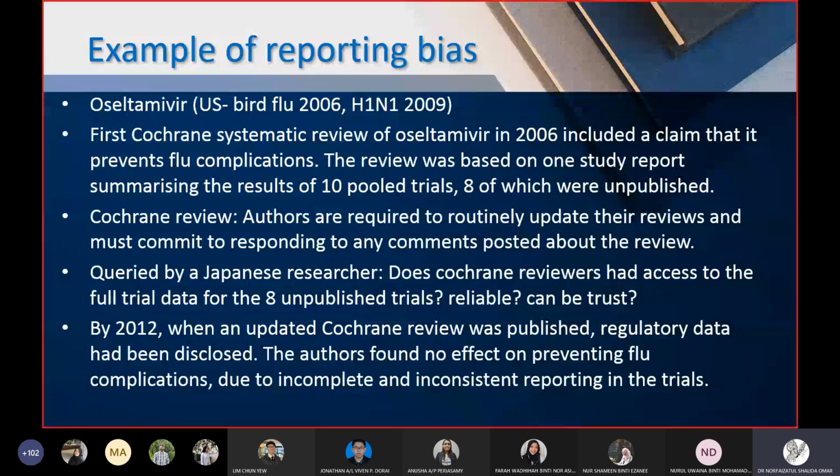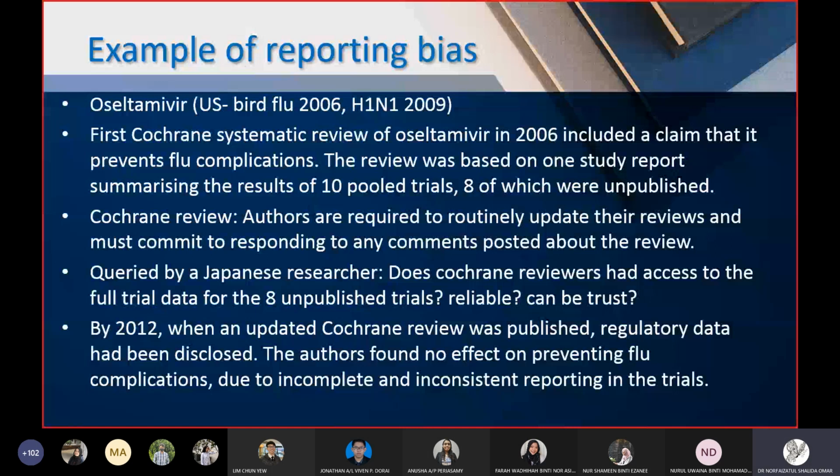But this was way back in 2012. Okay, nowadays they have improved. They learned from this kind of mistake. Okay, because a systematic review is the highest reliable source, and they don't want to create the same mistake or the same havoc. So they have been more careful in any systematic review. If there is any unpublished data or incomplete data, they will make sure that the author submits all the full trial reports before it is published.